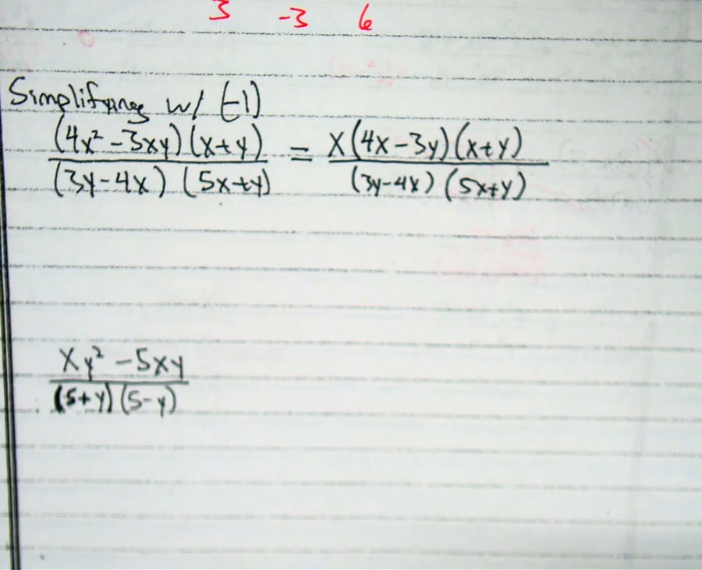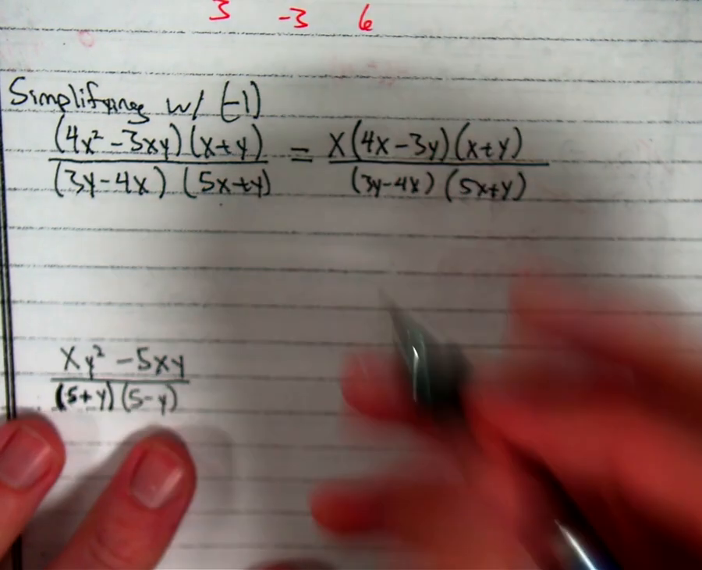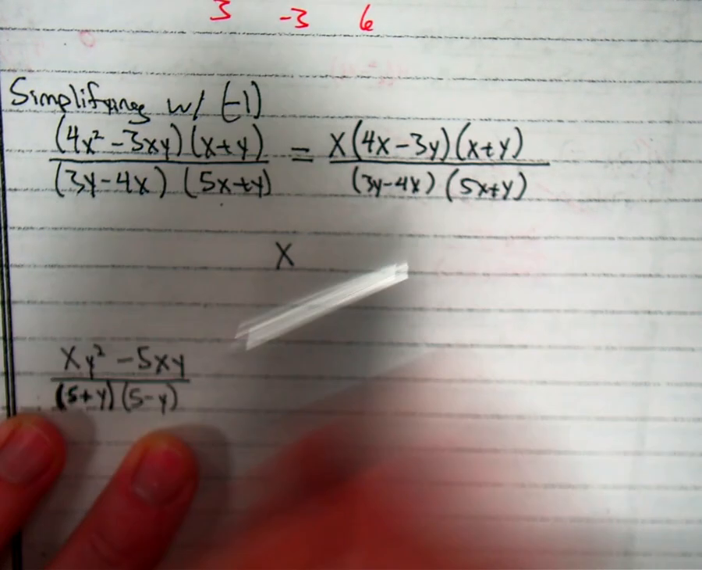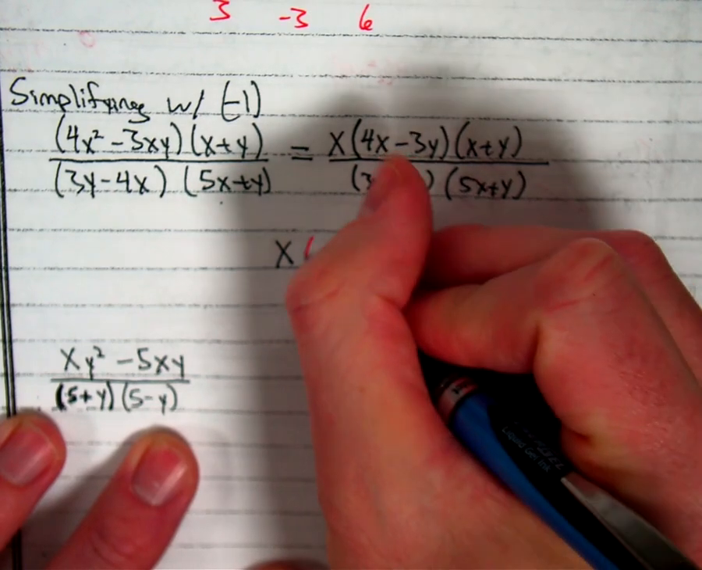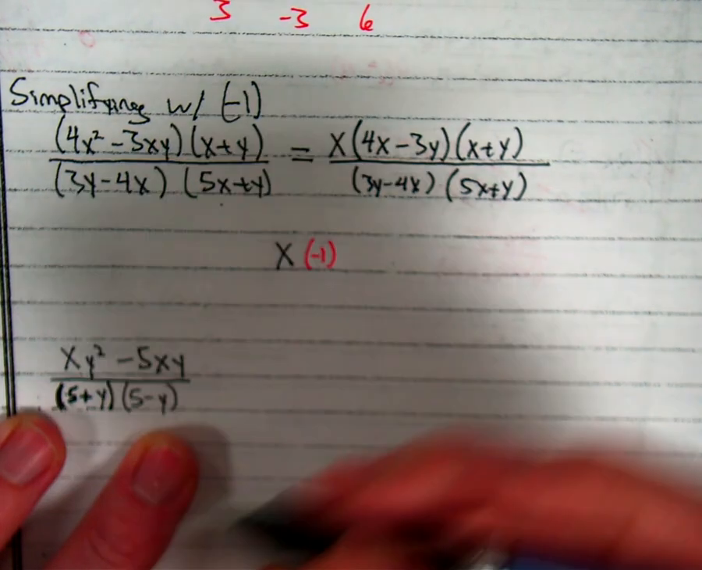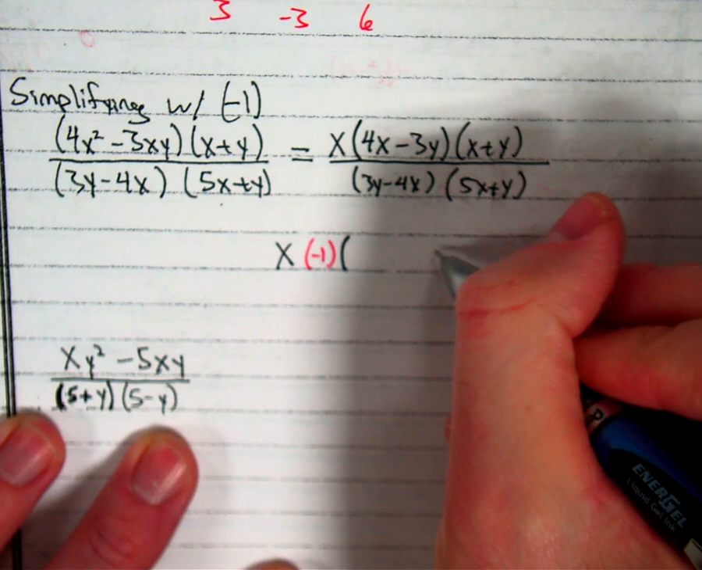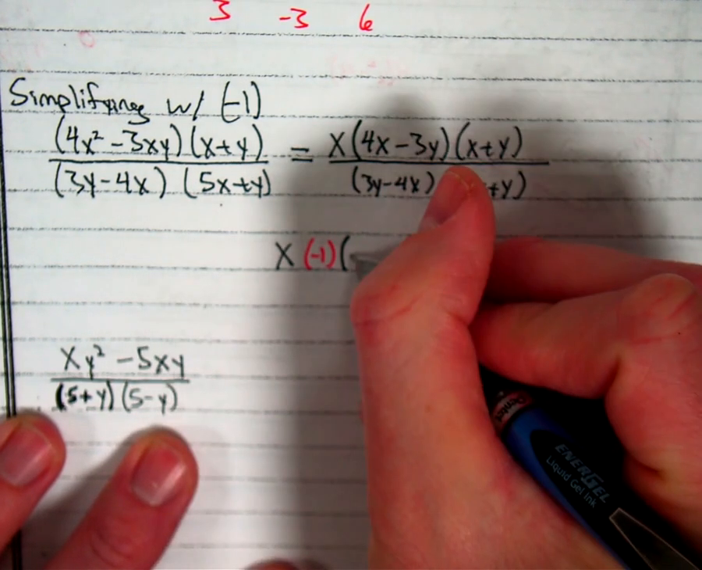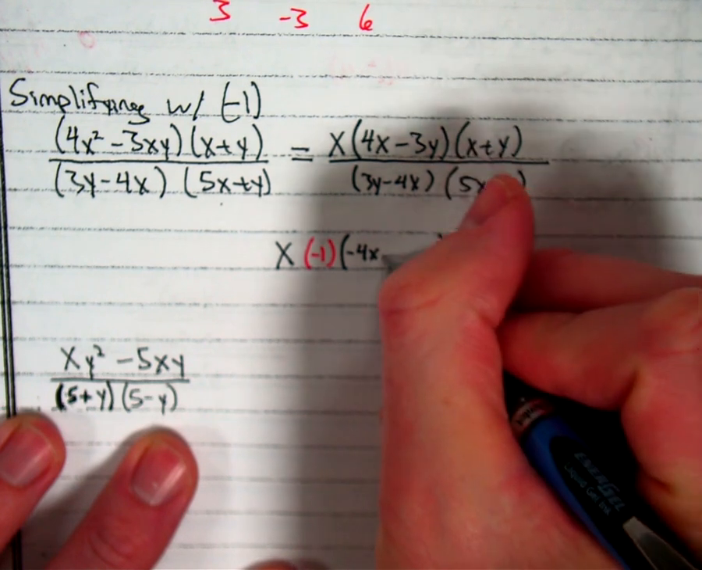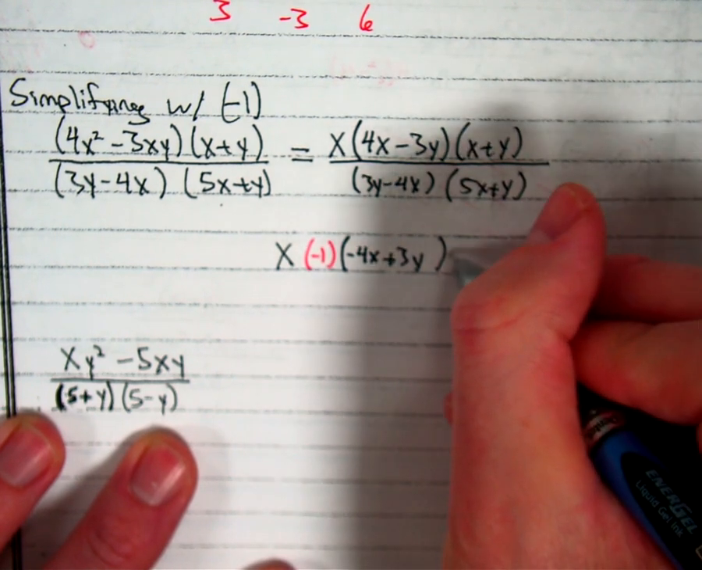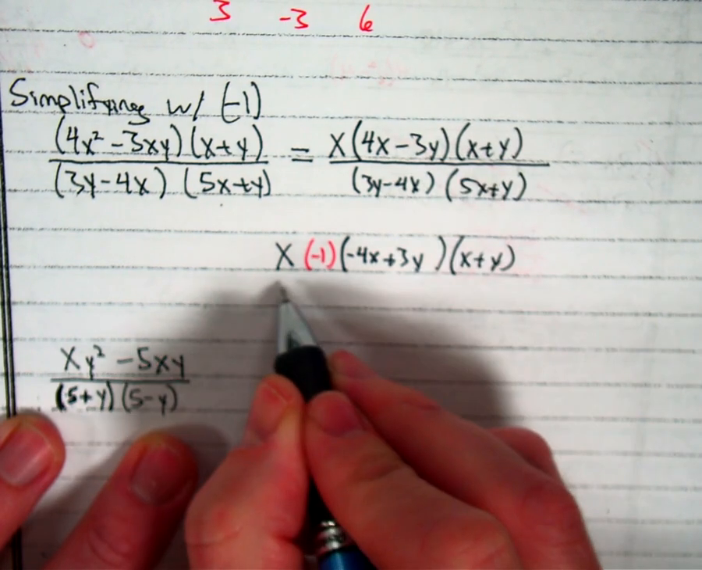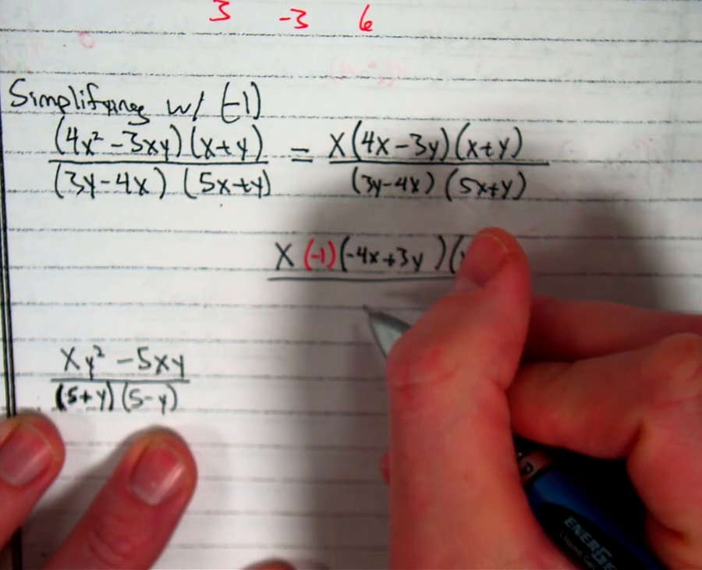Here's why that works. We have our x. And I'm going to take a negative 1 out of that parentheses. So if I pull a negative 1 out of both of those, that's going to be a negative 4x and a plus 3y. Still have the same thing on the bottom.